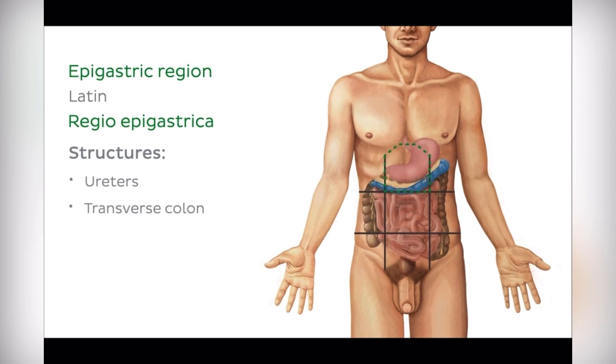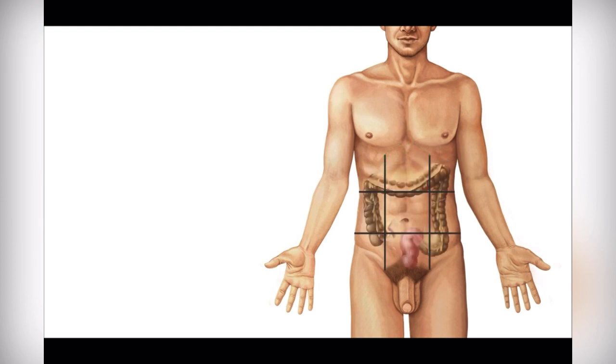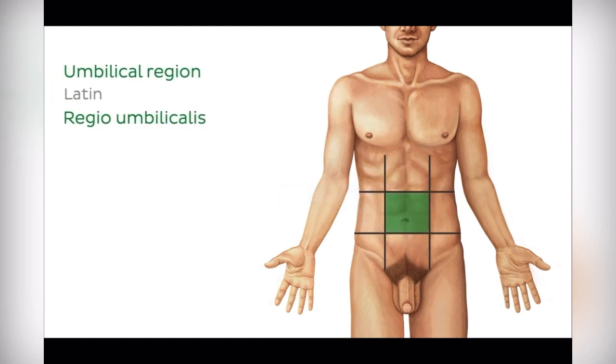The transverse colon, which hangs between the right and left colic flexures, may also be identified within this region. The transverse colon hangs suspended by the mobile transverse mesocolon, and therefore its location can differ slightly from person to person. It is, however, usually located between the epigastric and umbilical regions of the abdomen. Just below the epigastric region is the umbilical region.